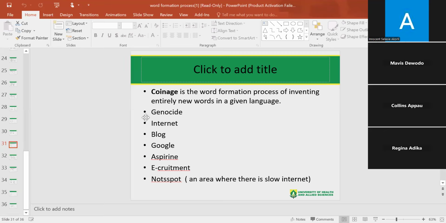So understand things like genocide, internet, blog, Google, aspirin, all these are coined. E-recruitment, an area where there is slow internet. So all these things are things that somebody just decided to name a process or name a product or name a situation. Then everybody begins to call it like that, and that is how it is.